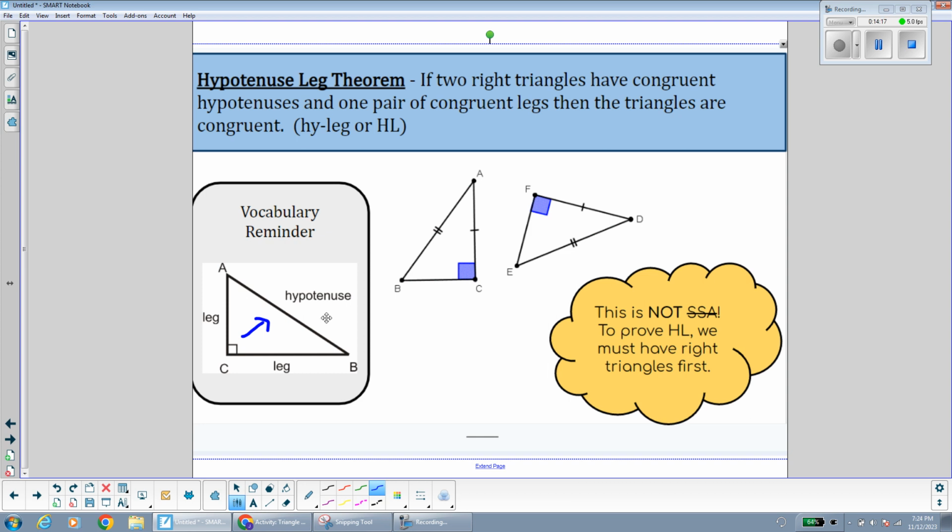So to have HL, the very first thing you need is right triangles in order for it to even be a possibility. Once you know that you have right triangles, all you need after that is an H and an L. You need congruent hypotenuses, that's the H part, and you need one pair of congruent legs, that's the L part. You don't need both pairs of legs to be congruent, just one is enough. And take a look at this note over here. This is not SSA. In a couple of minutes, we'll talk about why SSA is not a valid method. Even though it kind of looks like SSA, it's really not because HL is specifically for right triangles.